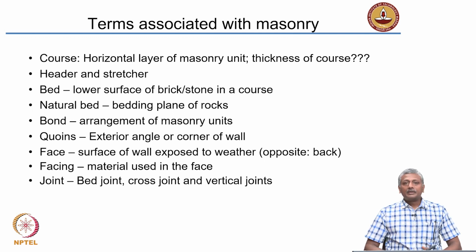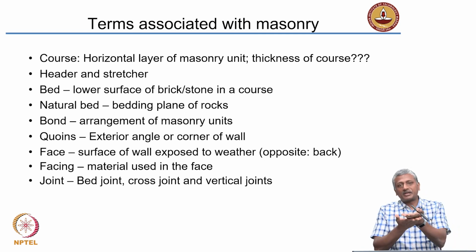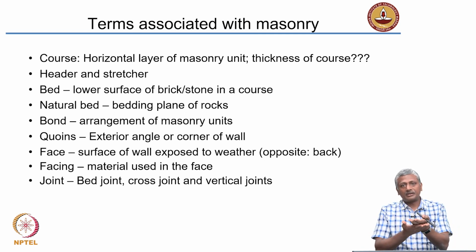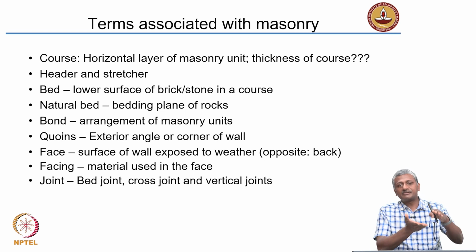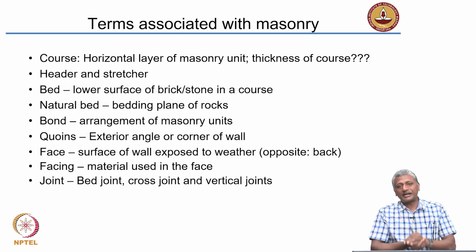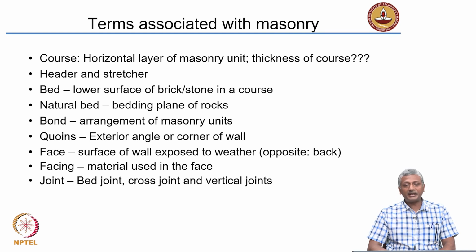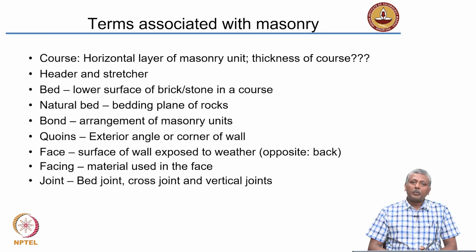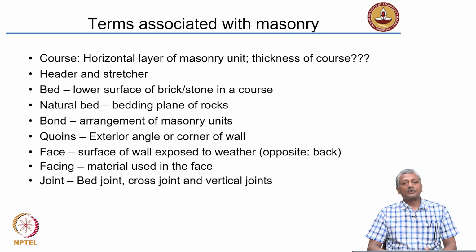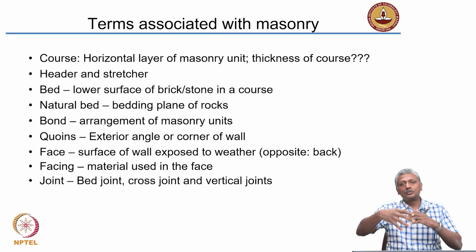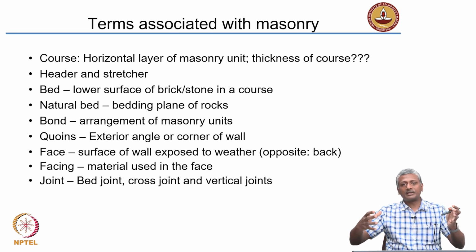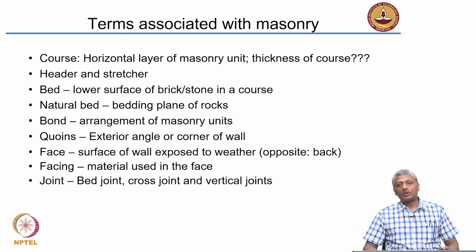Now, the bed is nothing but the lower surface of the brick or stone in a course. And sometimes when you go to stone quarries, you find that these stones are themselves deposited in certain layers, and that is called the natural bed of the stone or bedding plane of the rocks. A bond is nothing but the arrangement of the masonry units. So, how you put these blocks together to make the wall, that is called the bond.